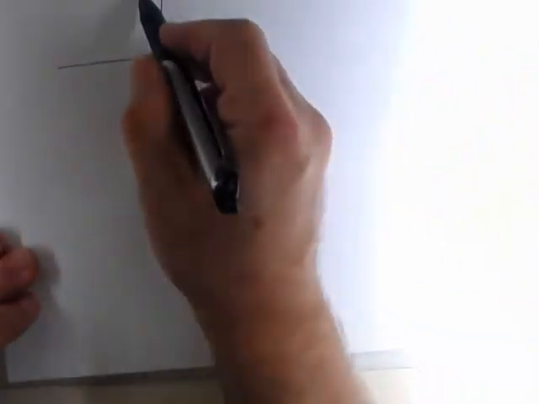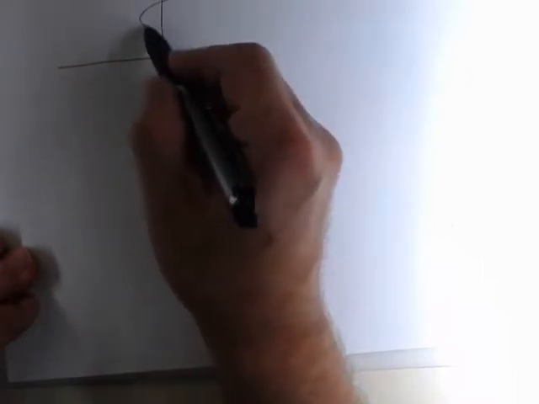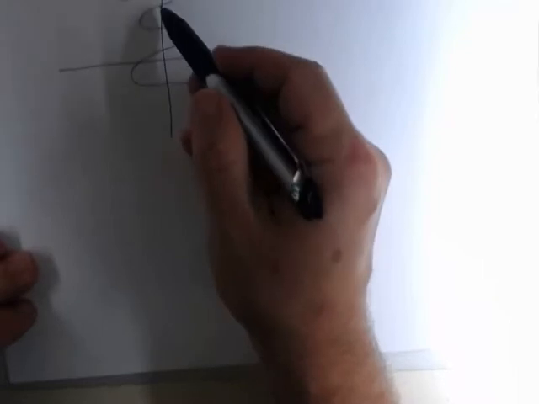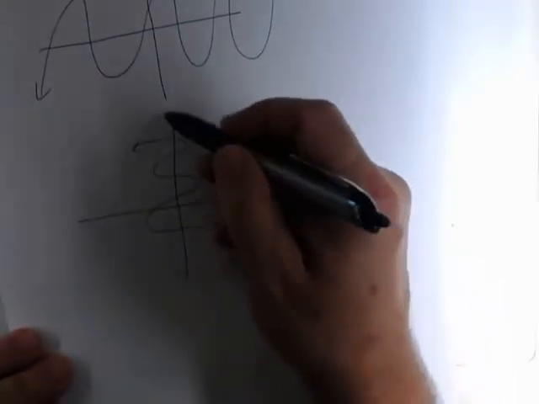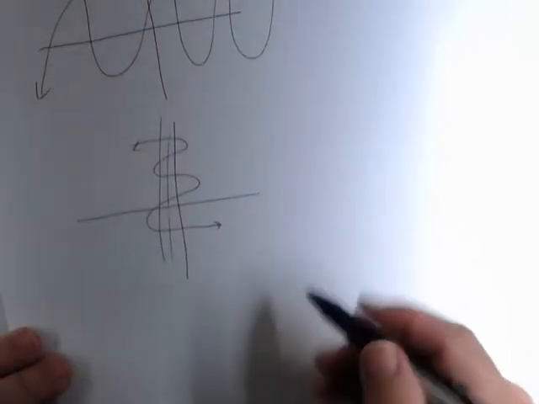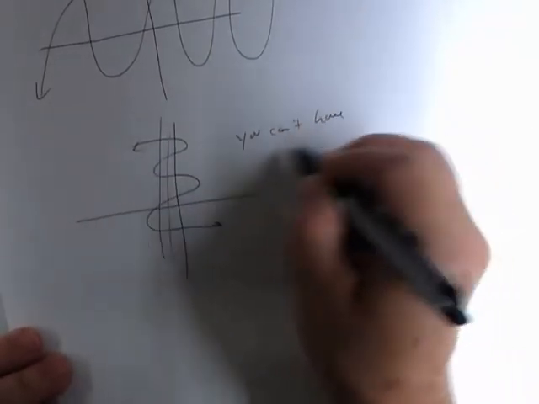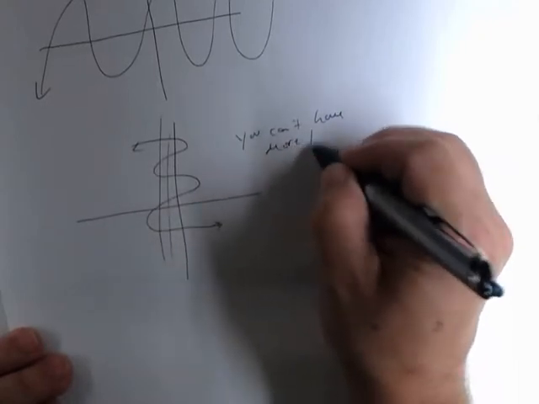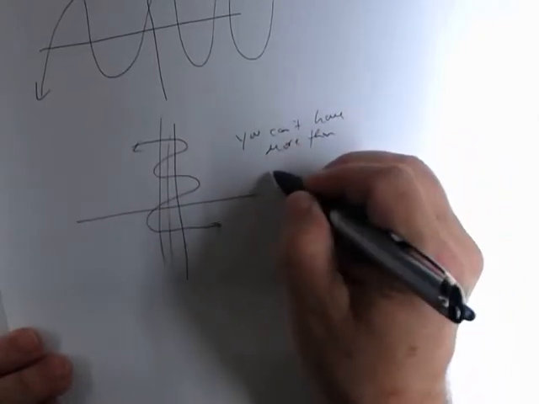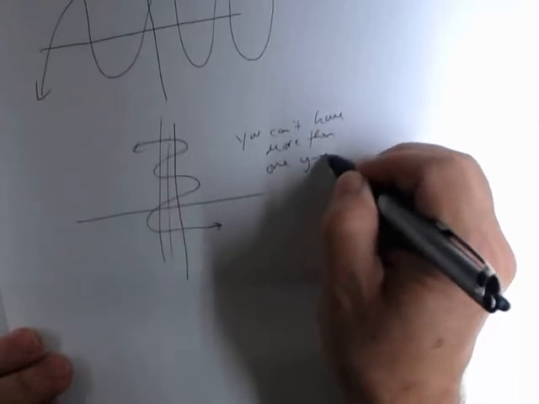So I'm going to draw a graph that has more than one Y-intercept. If it does, it's got to look something like this. That has more than one Y-intercept, right? But it fails what? The vertical line test. So you can't have more than one Y-intercept. You understand that now? But you can have a lot of X-intercepts.